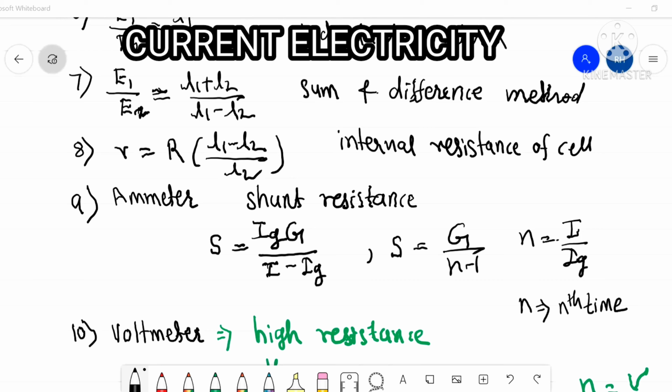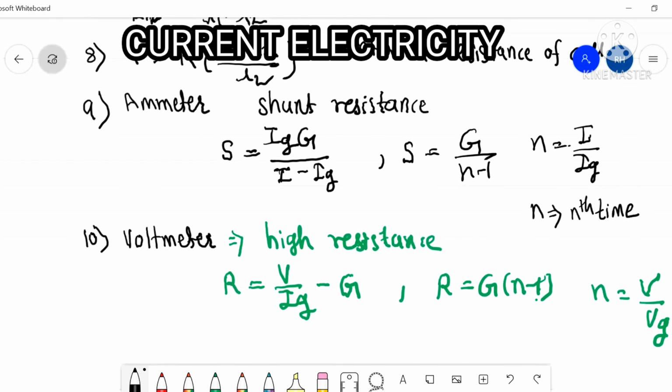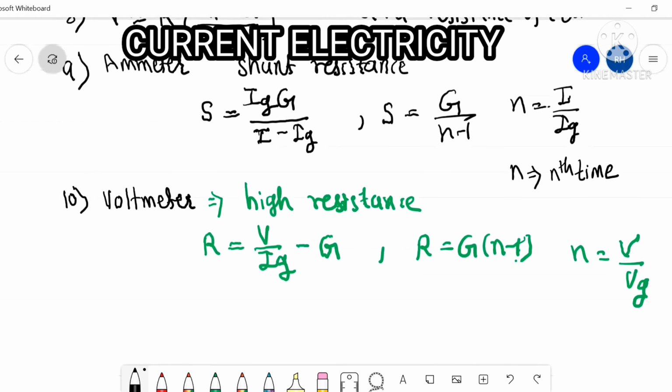Substitute there, S is equal to G upon n minus 1. N means that number. Substitute it easily. The G value is given. Calculate the answer. And this type of problem will definitely come for MCQ type, or for competitive or any entrance exam.